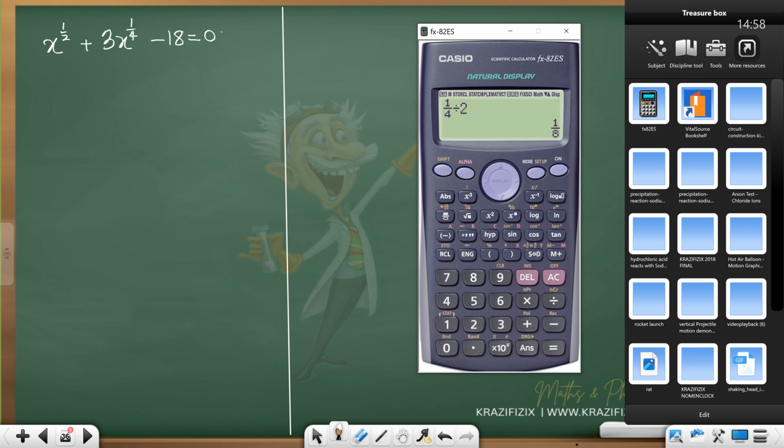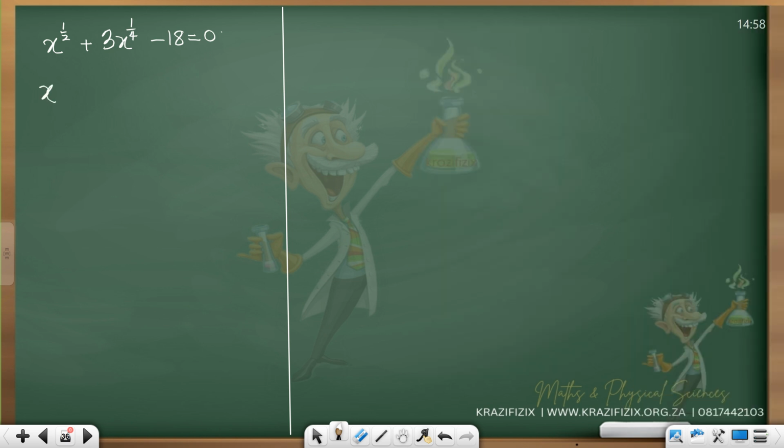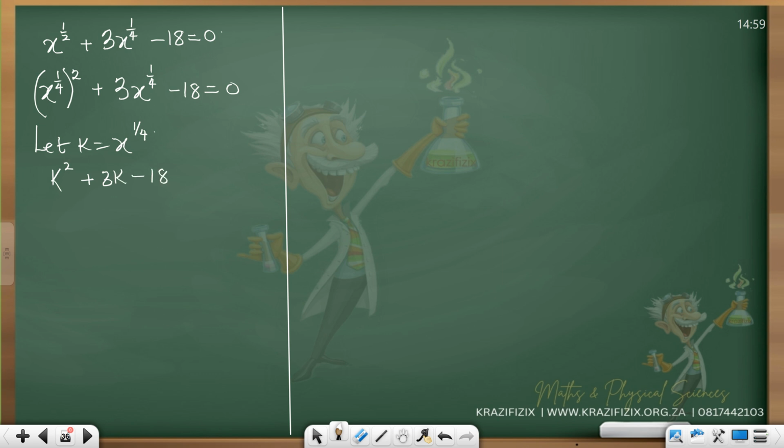You just check. Now, this can be written as x to the power 1/4. Look at what I'm doing. Plus 3x to the power 1/4. Because I have divided half by 2 and it gave me 1/4, so I am writing everything in terms of 1/4. Let k be equal to x to the power 1/4. k squared. Oh, look, it is a trinomial.